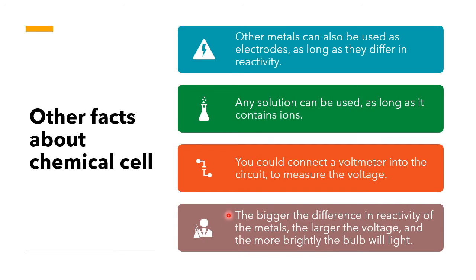This means the farther the distance between metals in the reactivity series, the larger the voltage you will get. And one more thing, another fact about chemical cell is that a chemical cell does not use a power supply.